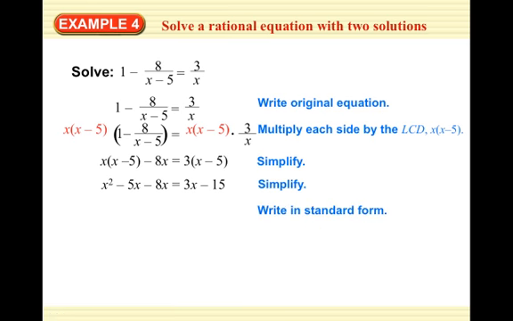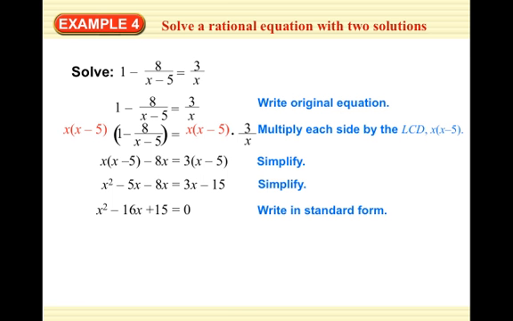Let's write it in standard form. So this would be x squared minus 13x, and if we subtract this 3x over, we'll get minus 16x, and then we'll add the 15, and we get x squared minus 16x plus 15 equals 0. All right, we have several choices here. We could factor, we could use quadratic formula, or we could actually even complete the square.